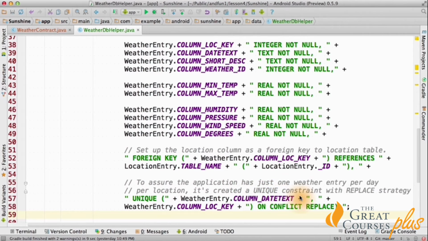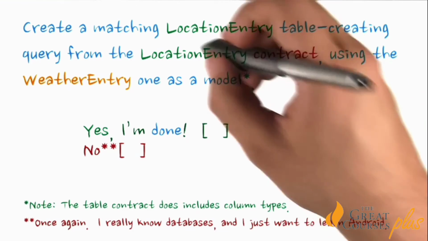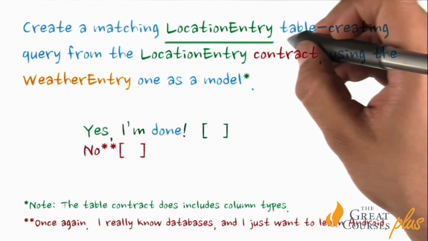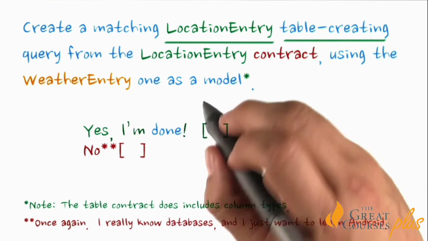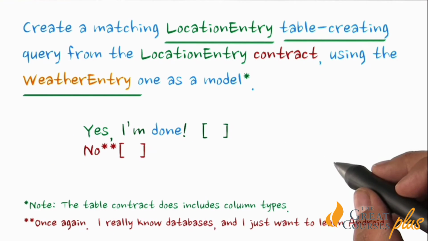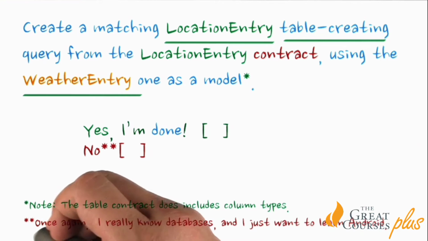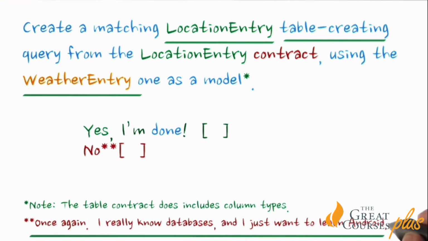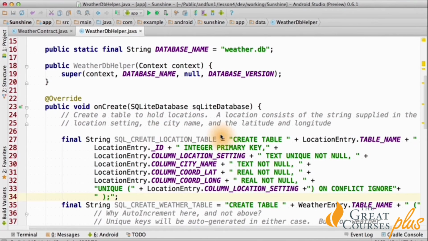One last constraint. Our date text plus location must be unique. On conflict, replace the data. This allows us to insert new data from the OpenWeather API easily, preserving existing keys and updating the values if the forecast changes. Create a matching location entry table creating query from the location entry contract, using the weather entry one as a model. The good news is that this is a simpler query, and if you really hate databases, just move to the solution. A much simpler table.